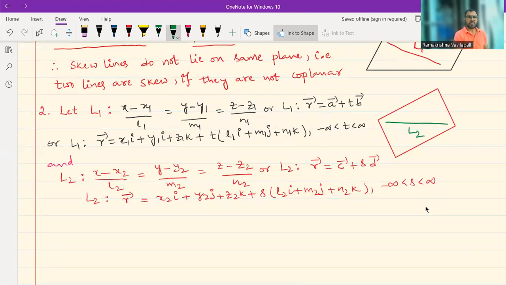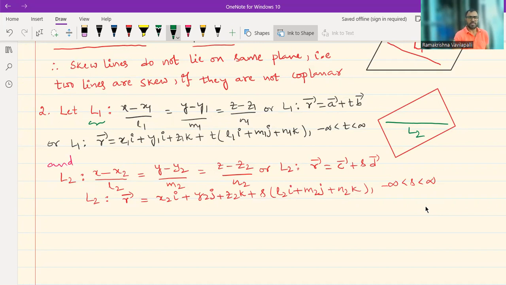So here L1 is a line in symmetric form, (x minus x1) by l1 equal to (y minus y1) by m1 equal to (z minus z1) by n1. Or in vector form, we can write r bar equal to a bar plus t b bar, meaning a line passing through a bar, where a bar is x1 i plus y1 j plus z1 k, and parallel to the vector b bar. The b bar vector is l1 i plus m1 j plus n1 k. So here I have written the formats of the equation of a line: symmetric form and vector form.